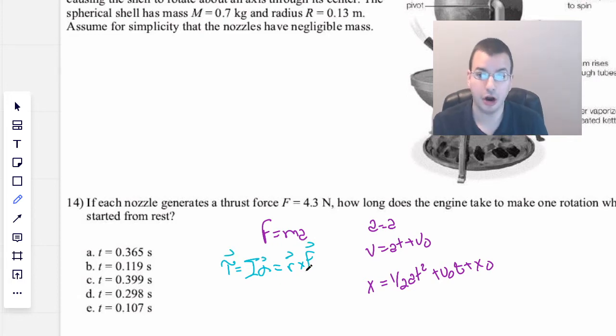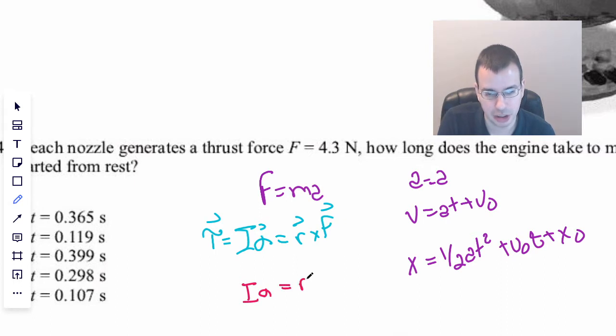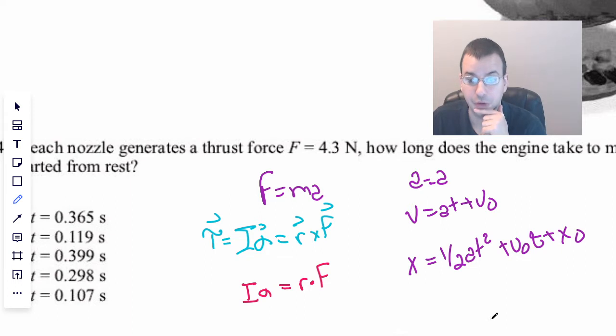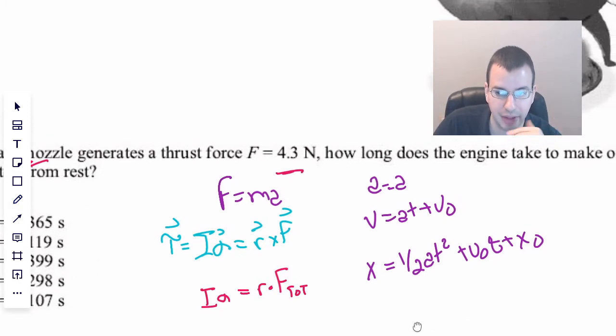And we know that r and F are perpendicular to each other. So this cross product is just going to be a sine of 90 degrees, which is 1. And so we're going to be left with moment of inertia times angular acceleration equals the magnitude of the radius times the magnitude of the total force. I'm going to write total down here because we know that there are two nozzles here, each contributing 4.3, and we don't want to forget that there's two of them.